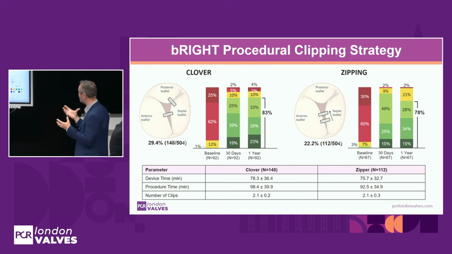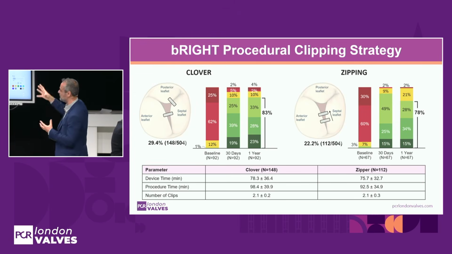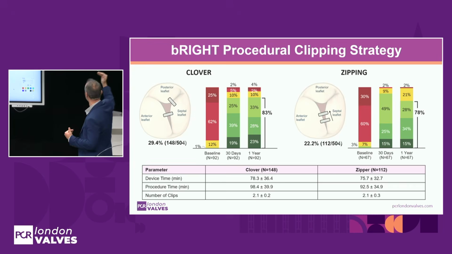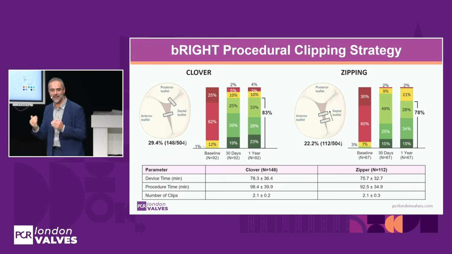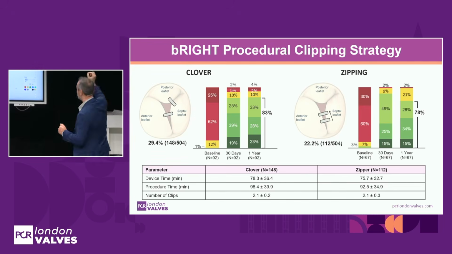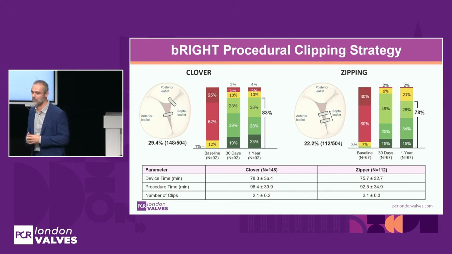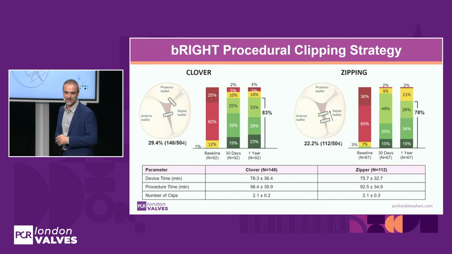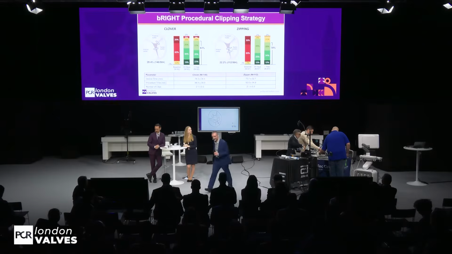But in an ideal world where we can choose between one and the other, we care about durability. What we saw is that with zipping, after 30 days and at 1 year, the durability of the TR reduction decreases a little bit compared with the clover. So this is something that we will need to confirm. But actually, from this data, clover seems the winning technique. Thank you very much.